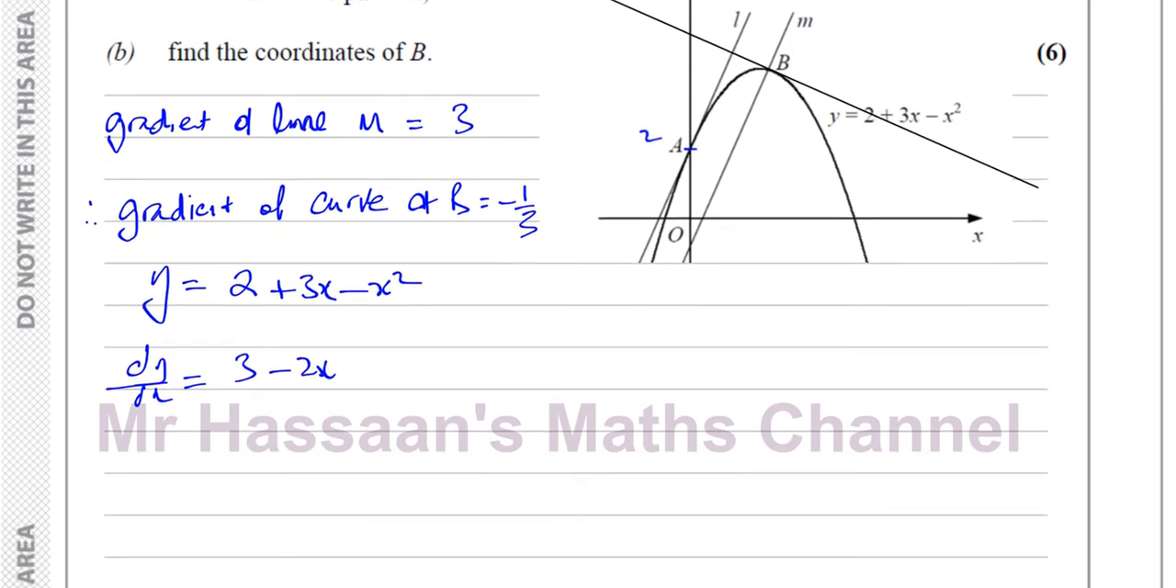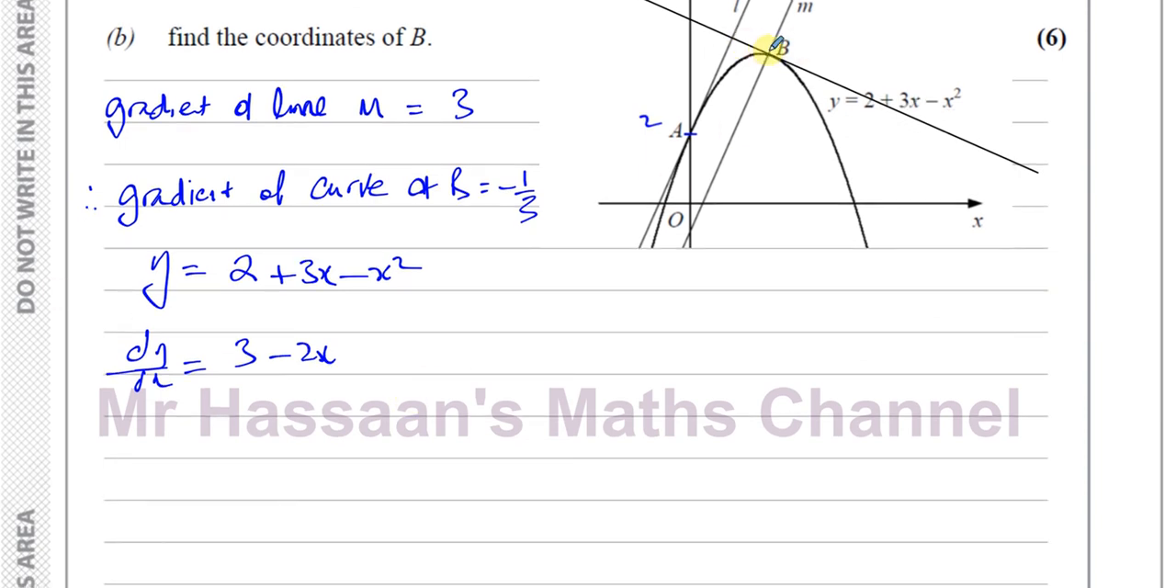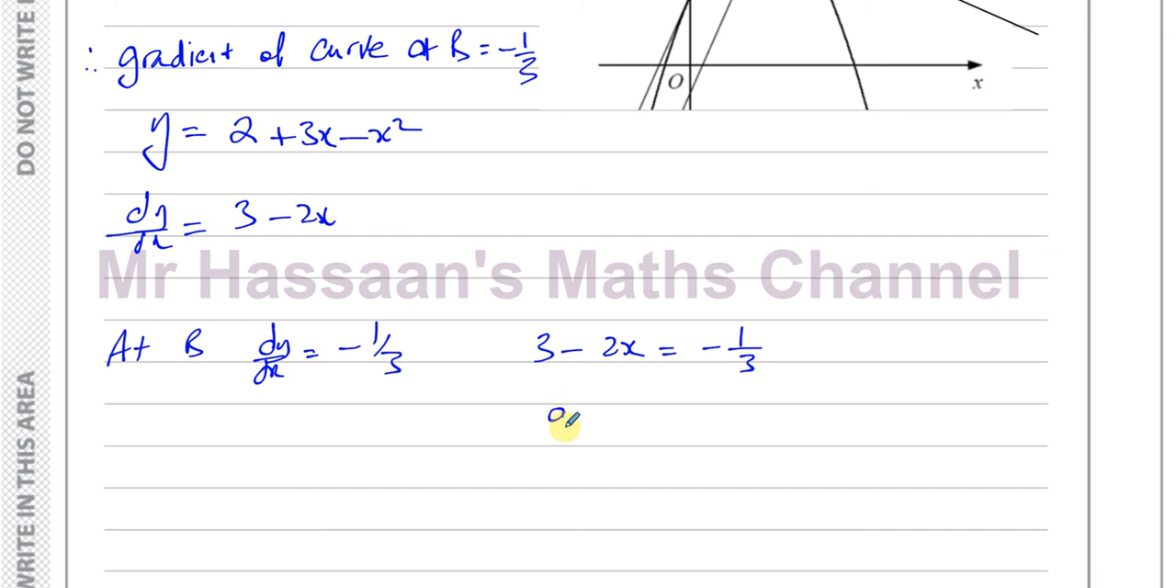Okay, so now we want to find the coordinates of B. We know at B, the gradient, which is dy/dx, is equal to negative 1/3. So if we equate this gradient to negative 1/3, we can find the x coordinate of B. So we say 3 minus 2x is equal to negative 1/3. Let's get rid of the fraction, multiply both sides by 3. We have 9 minus 6x equals negative 1. So we're going to have 9 plus 1, which is 10, equals 6x. So x equals 10 over 6, which is 5 over 3.